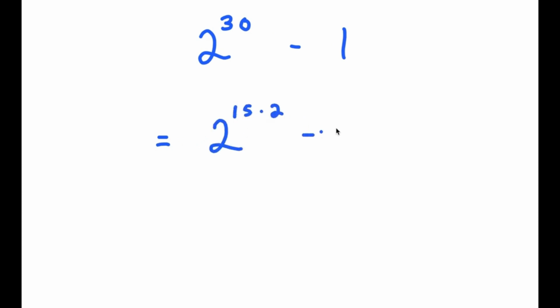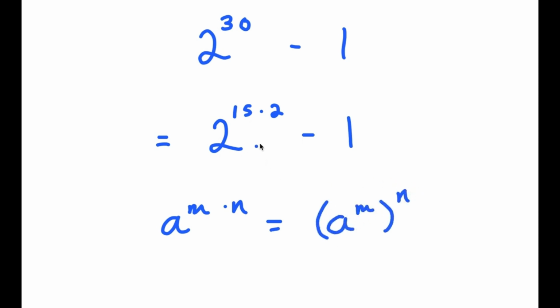Alright, so in this video, I'm going to solve the problem 2 to the power of 30 minus 1. To solve this, I'm going to rewrite this as 2 to the power of 15 times 2, minus 1. Now if I have something in the form a to the power of m times n, this is equal to a to the power of m, to the power of n.